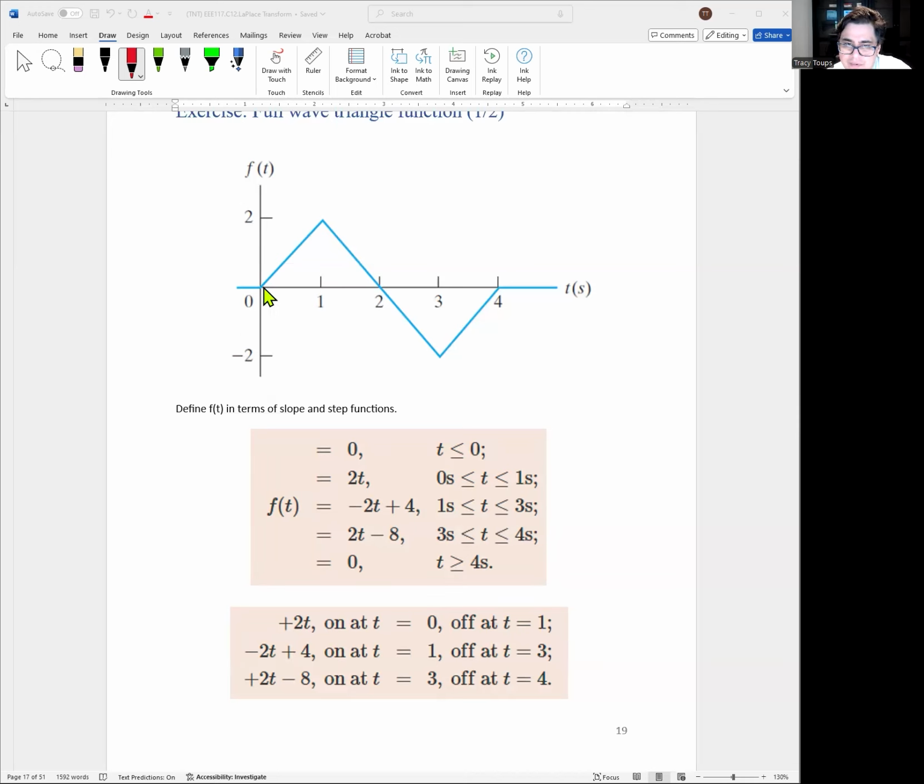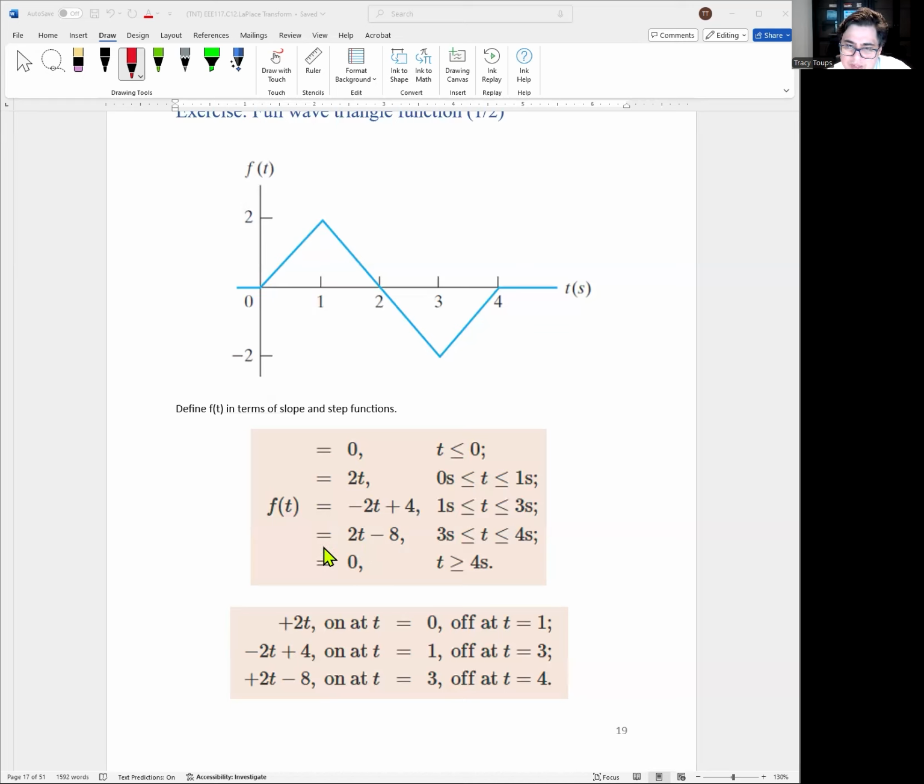So first off, anything before t is 0, so we have 0. T is less than or equal to 0. From 0 to 1, we have a positive slope of 2, so we have 2t. And then from 1 to 3, we have a negative slope, so we have -2t plus 4. And that's from 1 to 3. And from 3 to 4, we're going to have a positive slope, if you think about going all the way down here, this is going to be on the y-axis a -8. So you have 2t minus 8 as the slope, and that's from 3 to 4. Anything after 4 is 0.